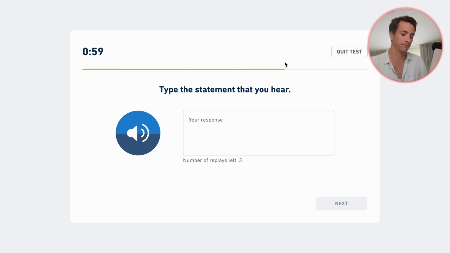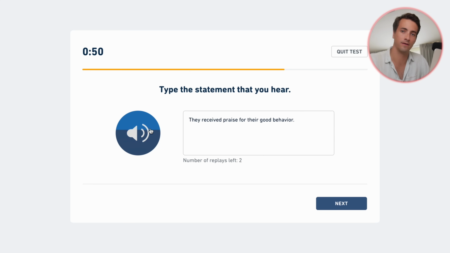They received praise for their good behavior.